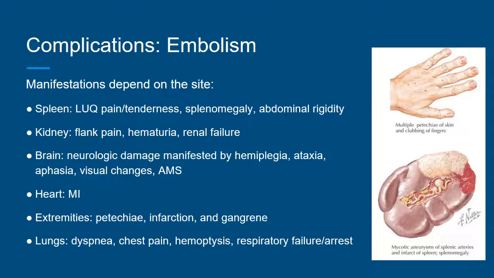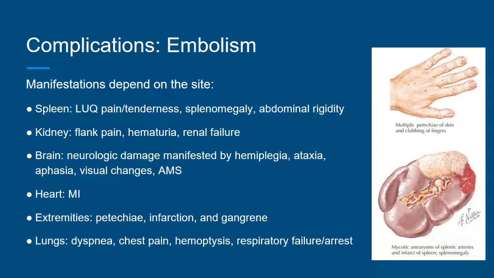If a patient with infective endocarditis develops emboli, the clinical manifestations will depend on the site affected. Left heart vegetation can break off and get stuck in the spleen, kidney, brain, heart, or extremities. The manifestations in the spleen include left upper quadrant pain and tenderness, splenomegaly, and abdominal rigidity. In the kidney, flank pain, hematuria, and renal failure.